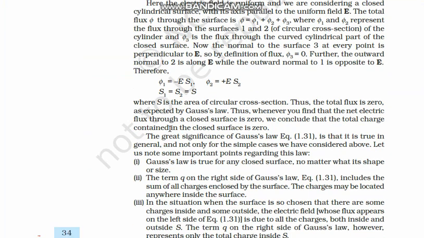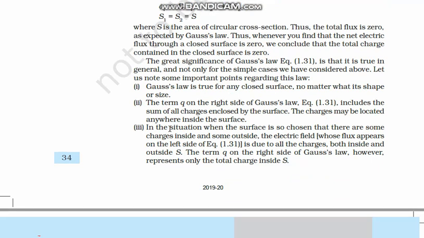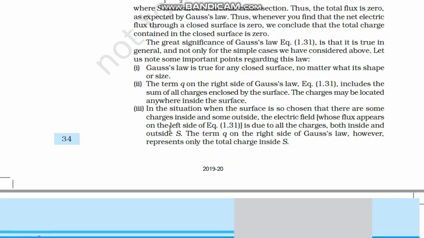Now let us consider some of the properties associated with this Gauss law. The first property is that Gauss law is true for any closed surface, no matter what the shape or size. We have already discussed that flux is always Q upon epsilon naught. It does not matter what the area or shape of the surface is.